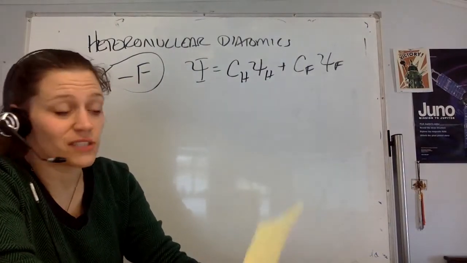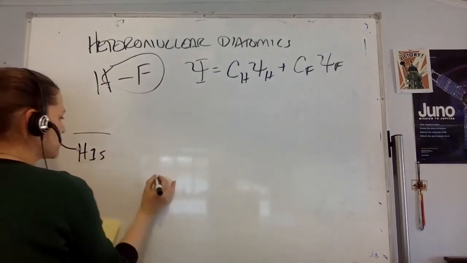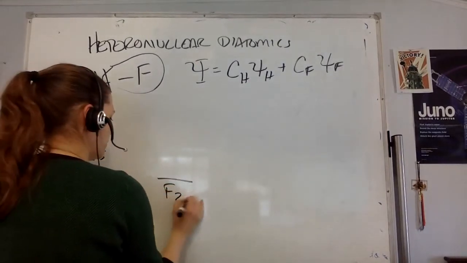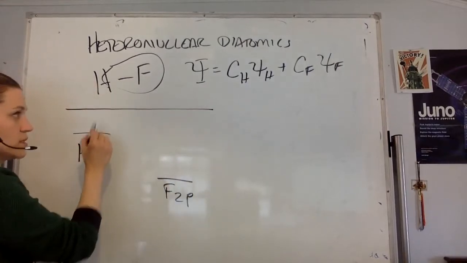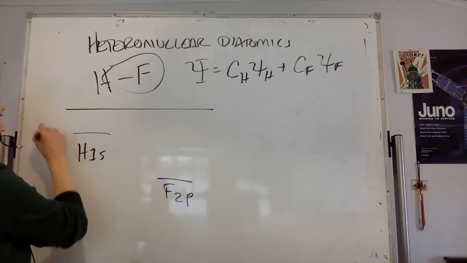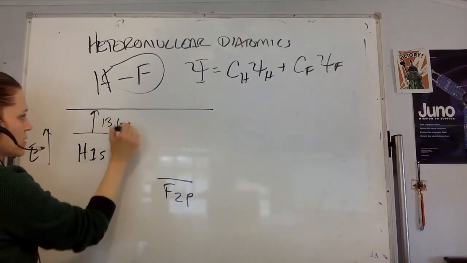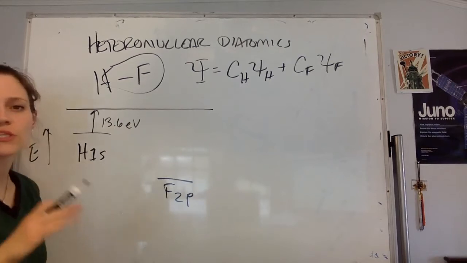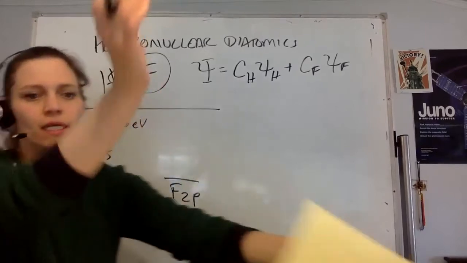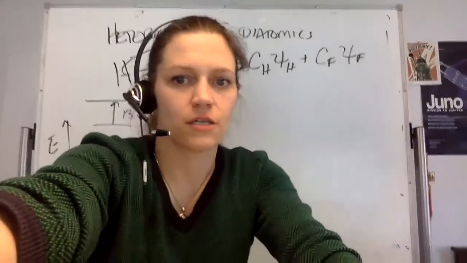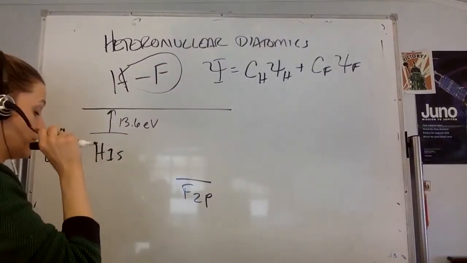But in terms of energy differences, we've got H1s, F2p. So if this is full ionization, here you've got an energy scale. So here you've got 13.6 electron volts. That's a number that's just handy to have in your back pocket. 13.6 electron volts is the ionization energy of the hydrogen atom. And it's just good to know what that is.